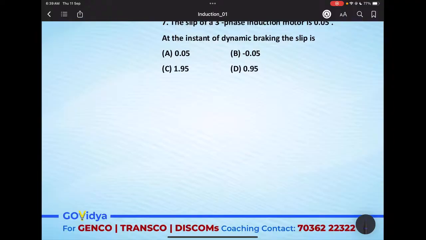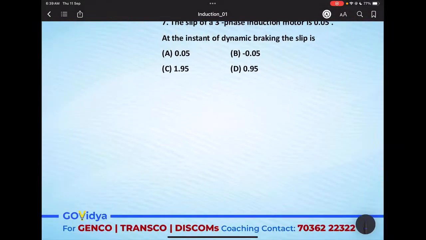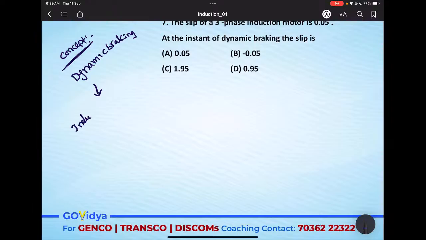The next question is about the slip of a 3-phase induction motor, which is 0.05. At the instant of dynamic braking, the slip is, okay. So the concept is about dynamic braking. What is going to happen in dynamic braking? In dynamic braking, the induction motor will act as an induction generator.